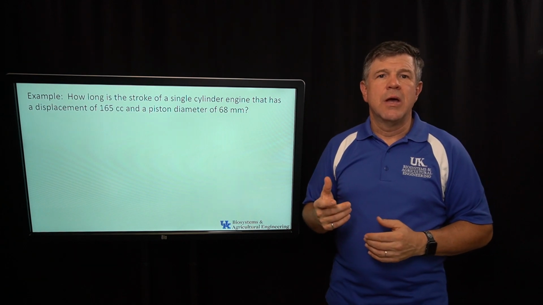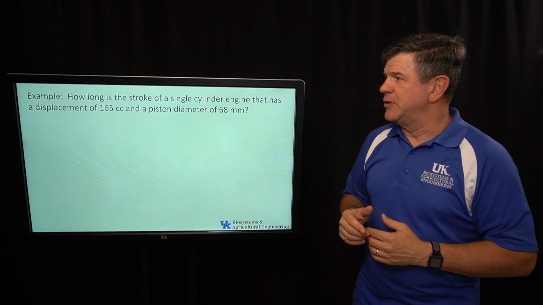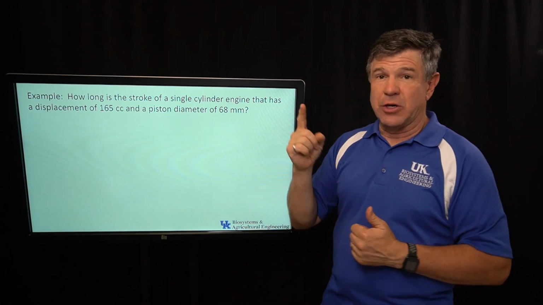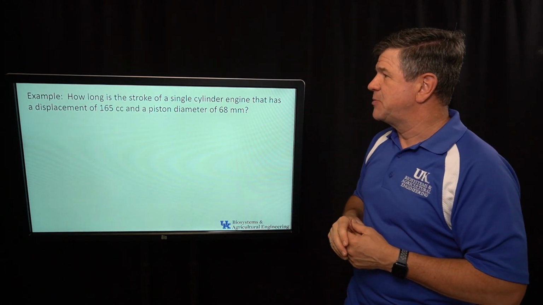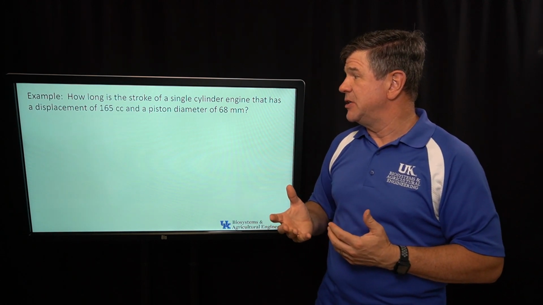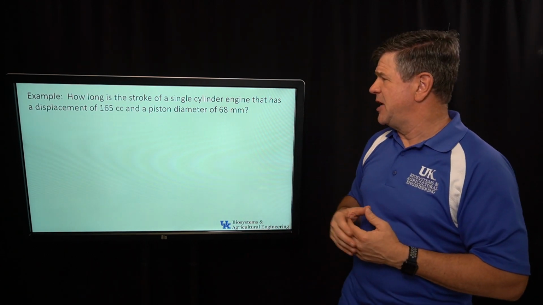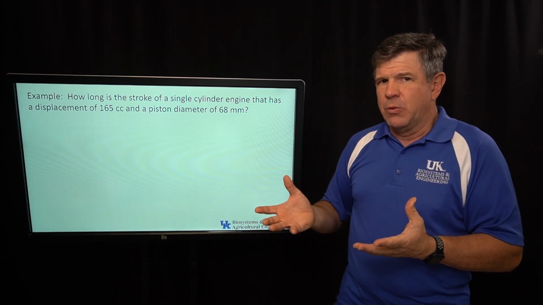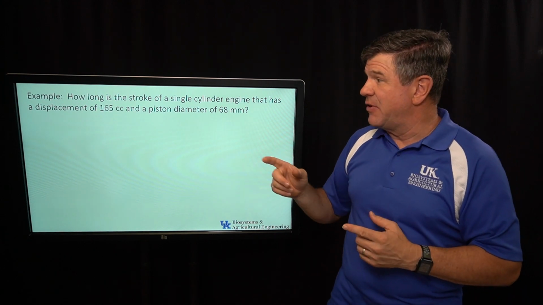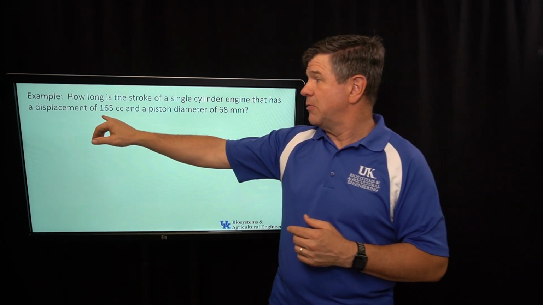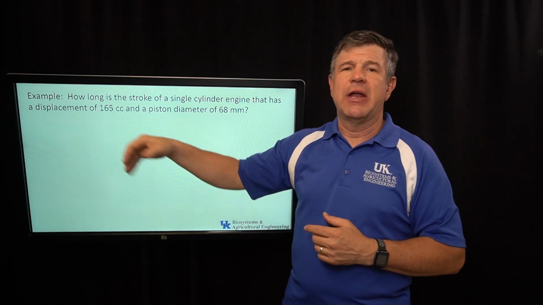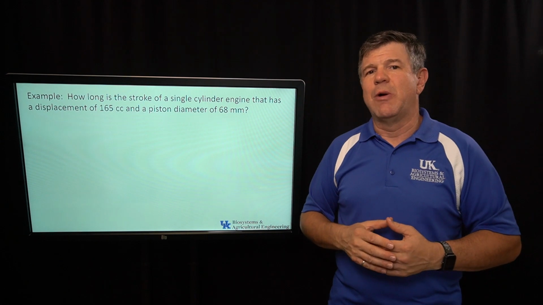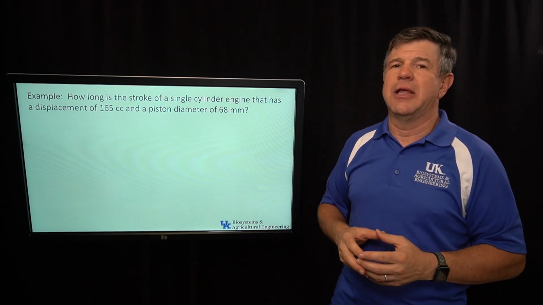Our second example is a little bit different. In this example, you're asked, how long is the stroke of a single-cylinder engine that has a displacement of 165 cc's and a piston diameter of 68 mm. So what's going on? A couple things. First of all, we're kind of backwards. We're actually given the displacement of the engine this time, so we're told what the displacement is, and we've got to calculate the stroke. So right away, there's probably going to be a little algebra involved to rearrange that equation so that we can calculate what we need.